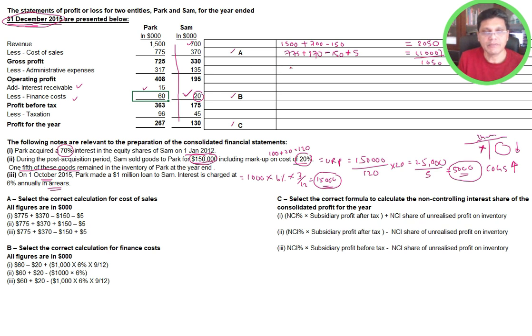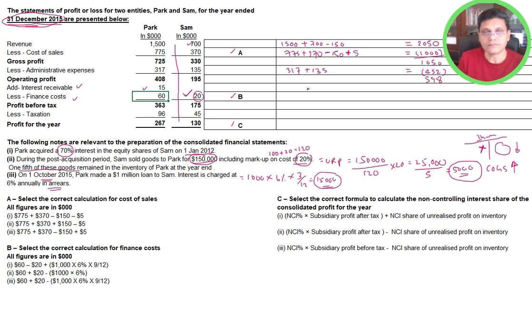Then administration expenses, there is no adjustment. We can straight away add 317 plus 135. So that will be how much? 452. So we can deduct this amount also. That is the operating profit. So that will be 598.